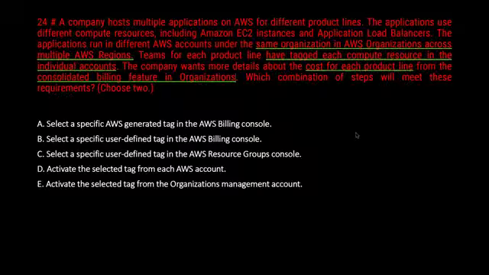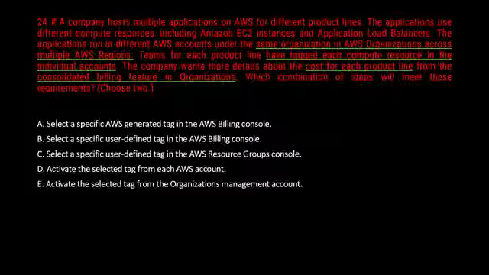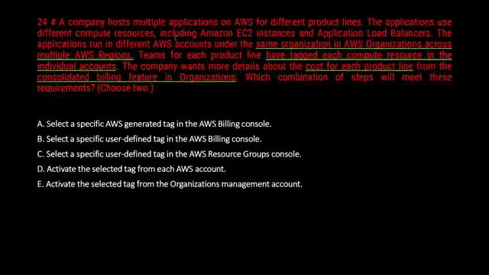So think of it like this: let's say we have Amazon, a company, and they have multiple applications on AWS for different product lines. Amazon is selling everything. Let's assume that they also sell cars. That is one product line. They sell airplanes, let's say, that is another product line. They have multiple applications for each of these product lines, and the applications use different compute resources, including EC2s and ALBs. That's fine.